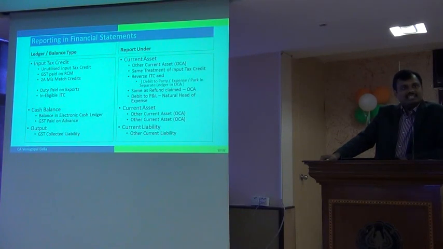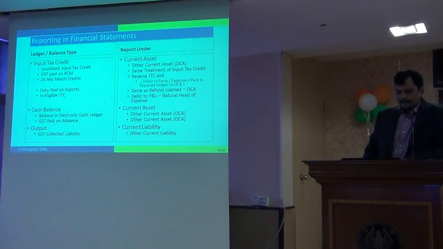Now, having said that this electronic cash ledger is like a wallet, it cannot be recognized as your cash and cash equivalents. Very simple reason: GSTN is not an RBI recognized entity to collect cash, they do not have a banking license. It is still your other current assets.